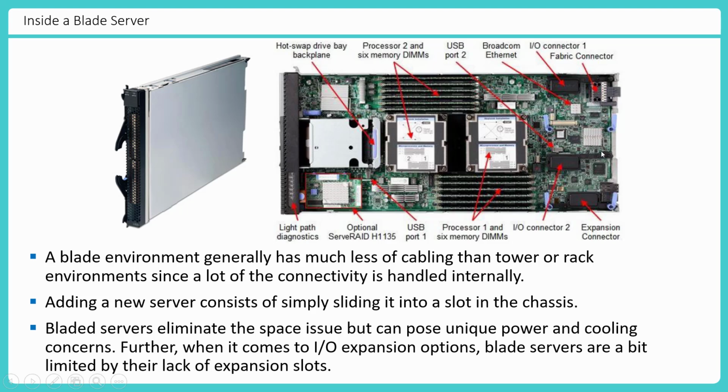So a blade environment generally has much less cabling than a tower or rack environment. Let's say you have 8 servers, so you would have 8 cables going and coming to your components. But now in one chassis I could have 8 servers. Obviously that means I have to have only one cable for the whole chassis, and then it will be distributed logically within the particular environment. So adding a new server consists of simply sliding it into a slot in the chassis. You connect the chassis and then you insert your blades in that.